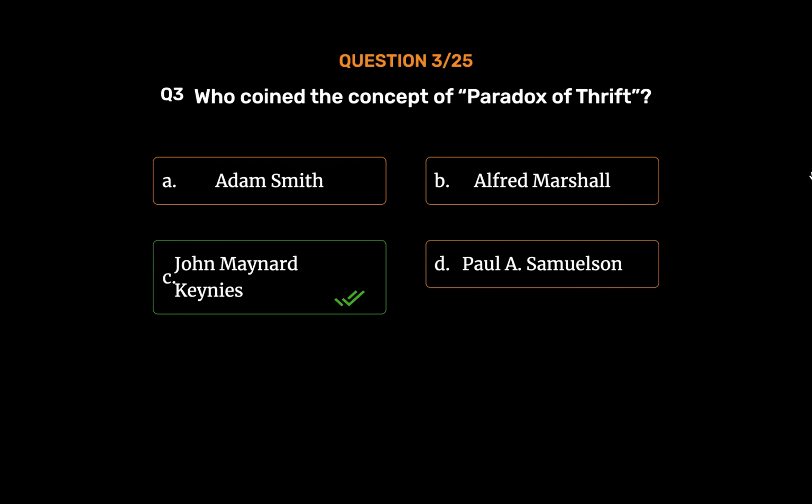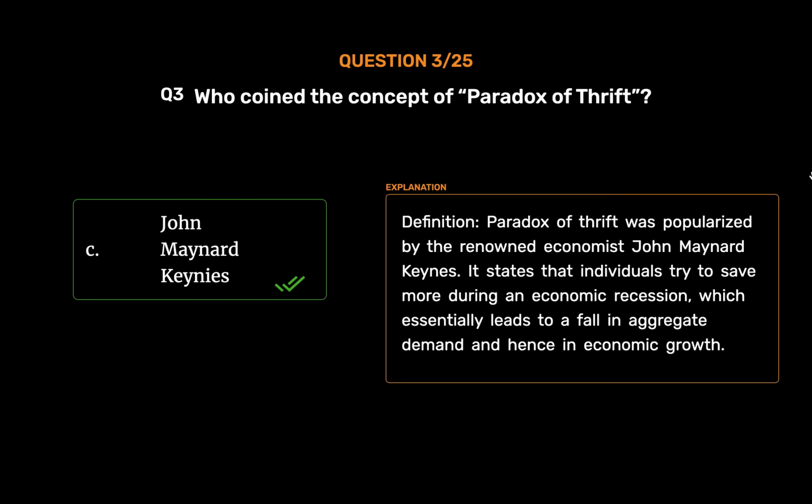John Maynard Keynes. Definition: paradox of thrift was popularized by the renowned economist John Maynard Keynes. It states that individuals try to save more during an economic recession, which essentially leads to a fall in aggregate demand and hence in economic growth.